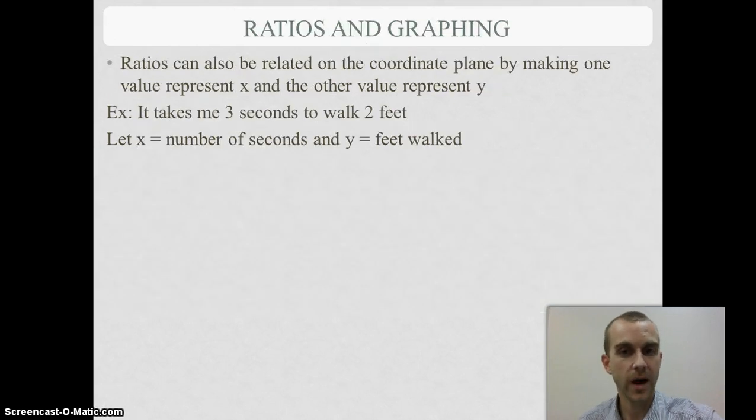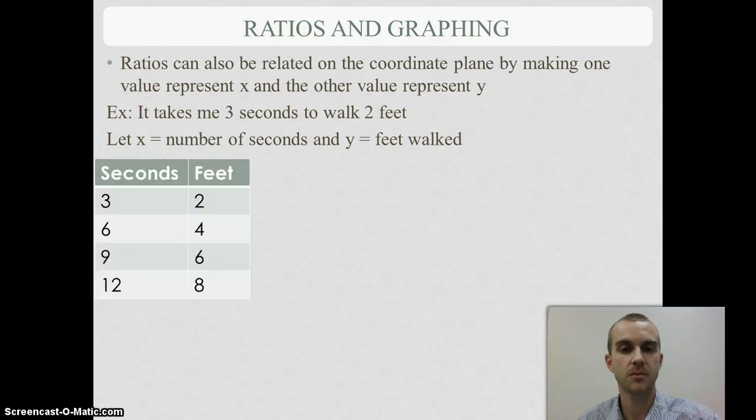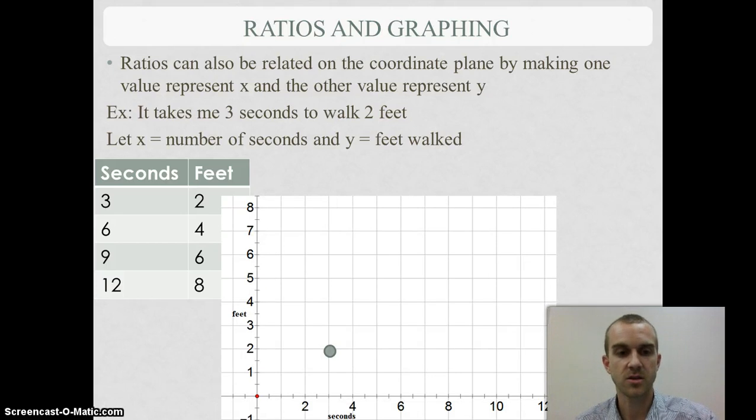Now I can also graph my ratios to do a comparison. For example, if I say it takes me 3 seconds to walk 2 feet, I can let my x value be the number of seconds and my y value be the feet walked, because it's a 3-to-2 ratio. So if I start to plot out some points, I'd have 3-to-2, 6-to-4, 9-to-6, 12-to-8, and I can plot that out. Each of those are coordinate pairs, x comma y.